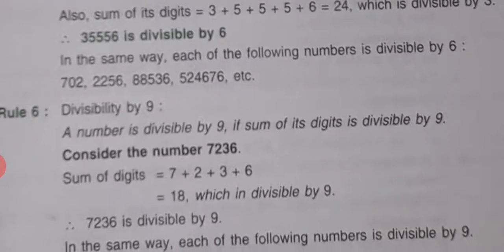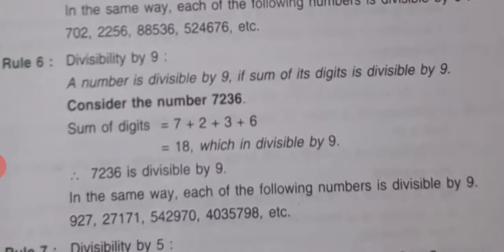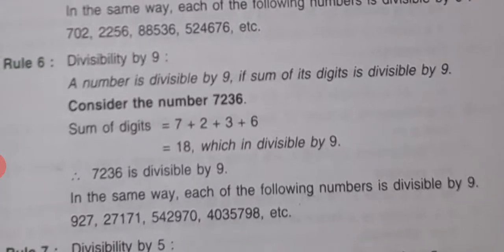Now coming to divisibility by 9. A number is divisible by 9 if the sum of its digits is divisible by 9. That means it is the same as divisibility by 3. So first we have to find the sum of the digits. Here the sum of the digits 7, 2, 3 and 6 is 18, and 18 is divisible by 9. So the number is divisible by 9.